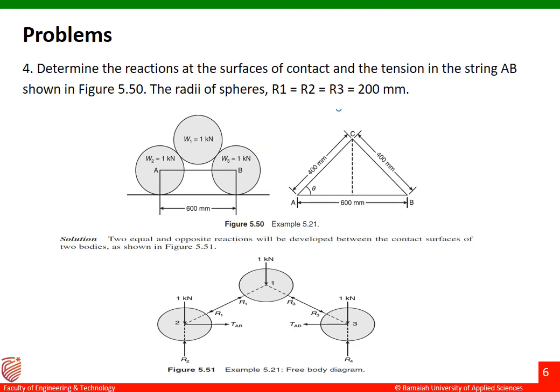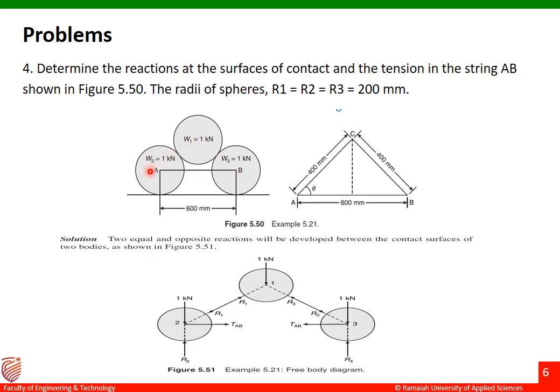Determine the reaction at the surface of contacts and the tension in the string AB as shown in figure. The radii of spheres R1, R2 and R3 are 200 mm. Okay, so this is my given figure and this explanation is given along with it. Let me explain this figure.